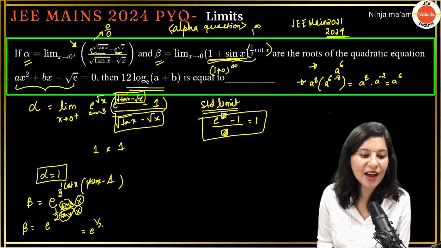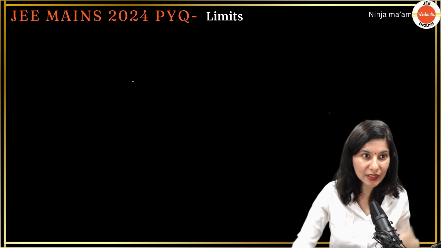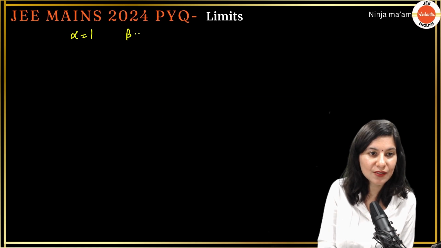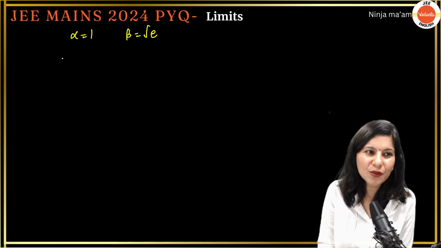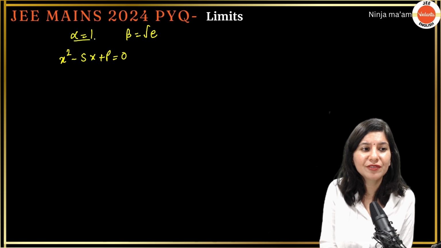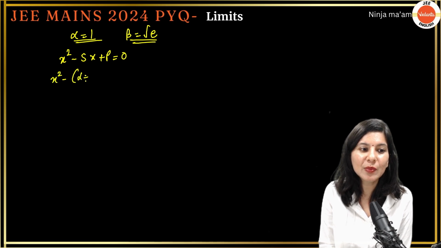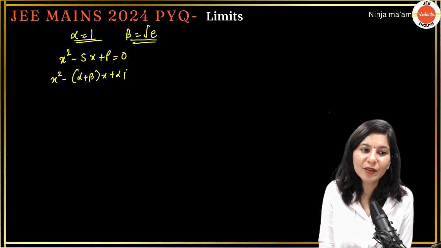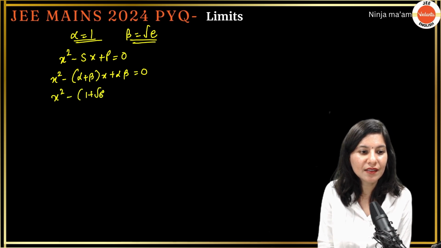This is e raised to power half, or root e. So alpha is 1, beta is root e. These two are roots of equations. So why don't we form the quadratic out of these two roots? What is the formula? x square minus sum of the roots plus product of roots. So x square minus (alpha plus beta) x plus alpha beta. Correct? So x square minus (1 plus root e) x plus root e equals 0.